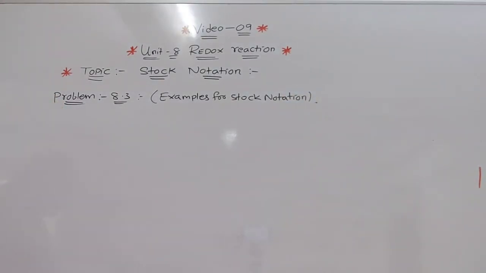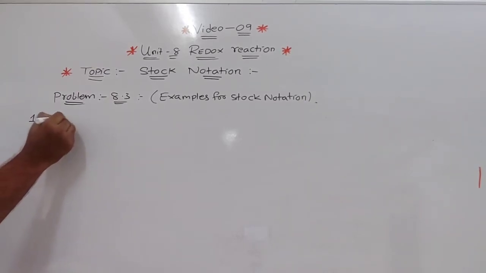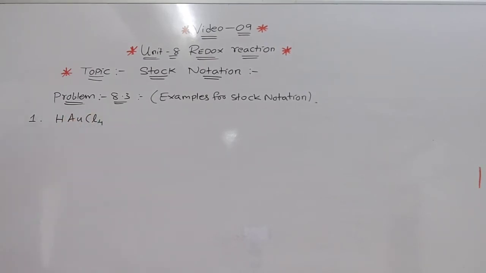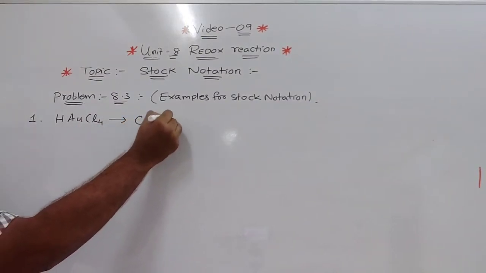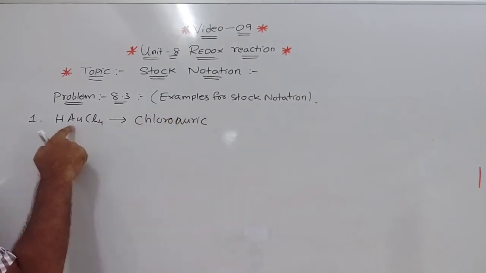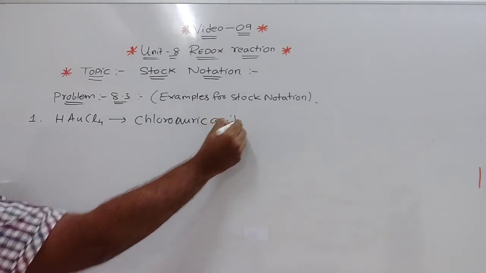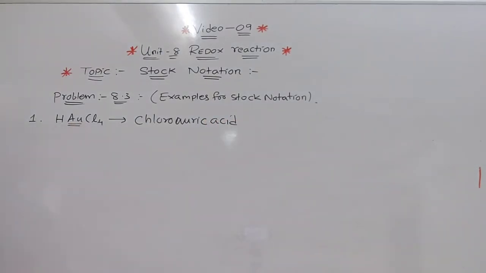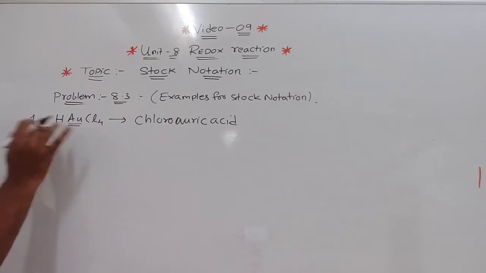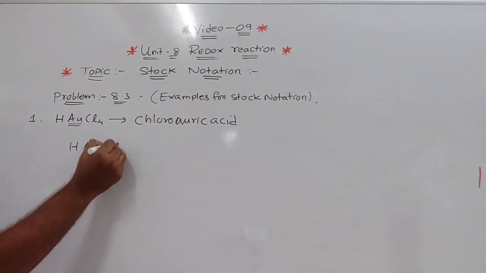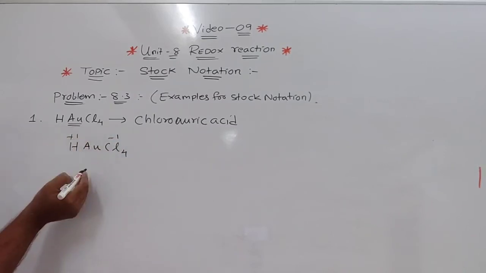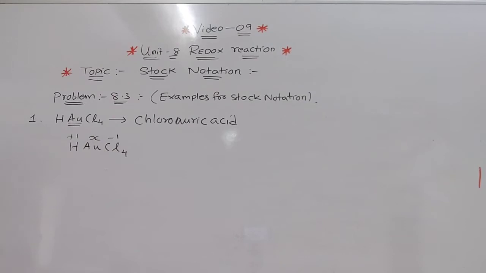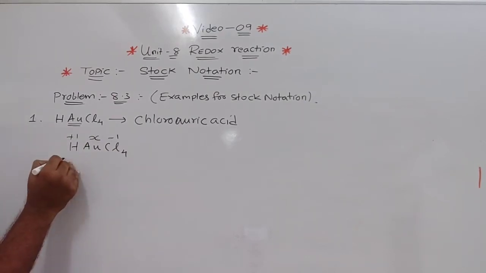Now, the first example given in your textbook is HAuCl4. The name of this compound is chloroauric acid. Auric is for gold. In this case, gold is the metal, and first of all we have to find its oxidation number. Here chlorine is -1, hydrogen is +1, and for gold I will take X.